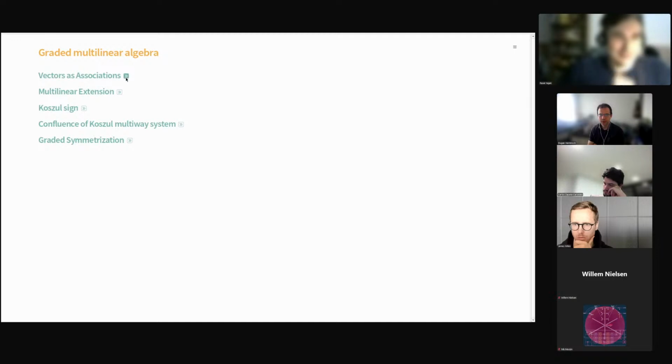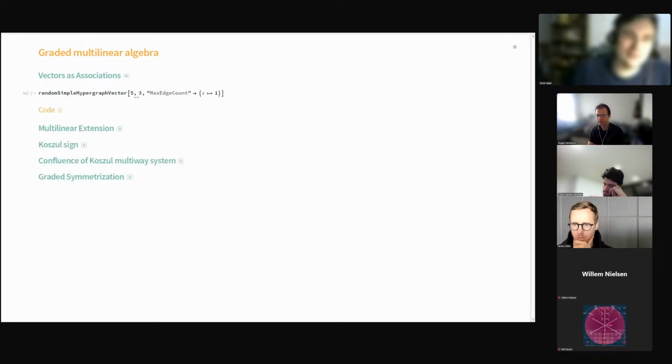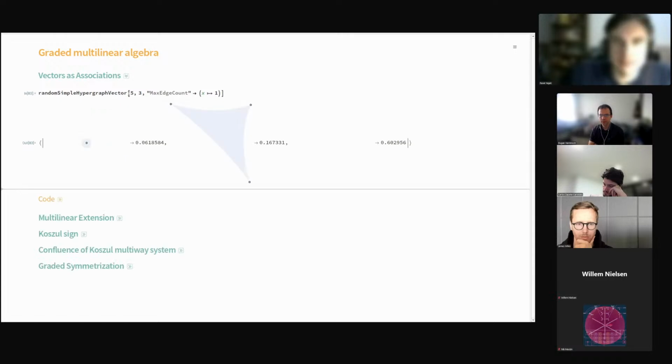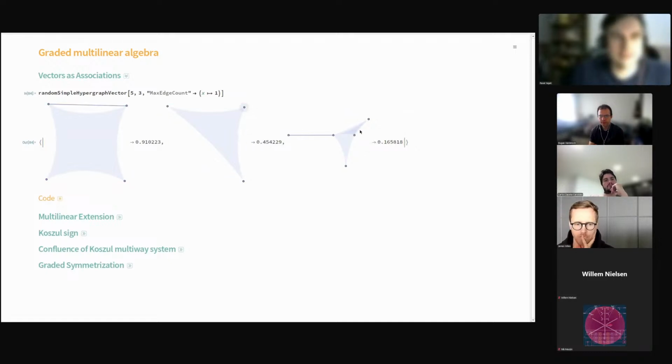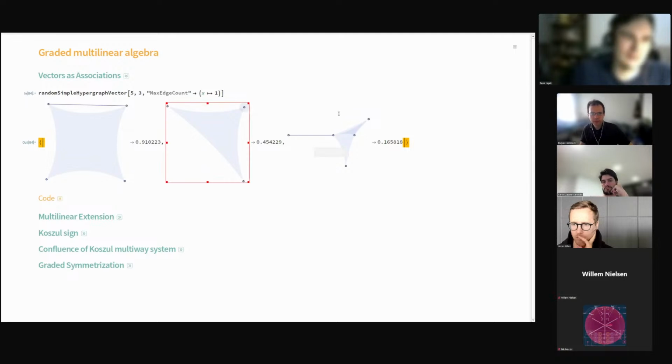In order to define these creatures, I have to show you how I do basically graded multilinear algebra in Wolfram language. I am not sure if there is some kind of package for that, but I basically implemented everything myself. So basically, as I told you, inputs of these brackets are going to be vectors of hypergraphs. And these vectors I'm representing as associations, where on the left hand side you have the hypergraph, and here you have the coefficient.